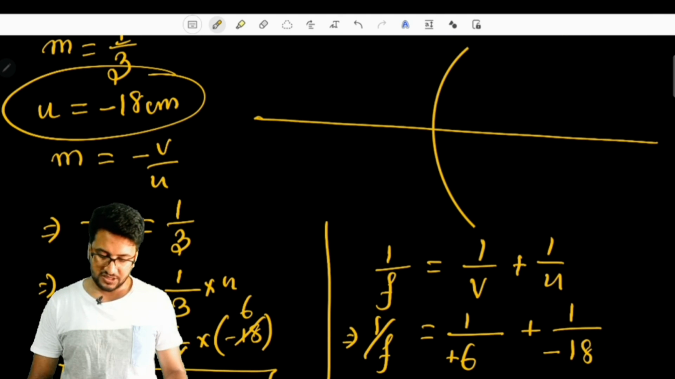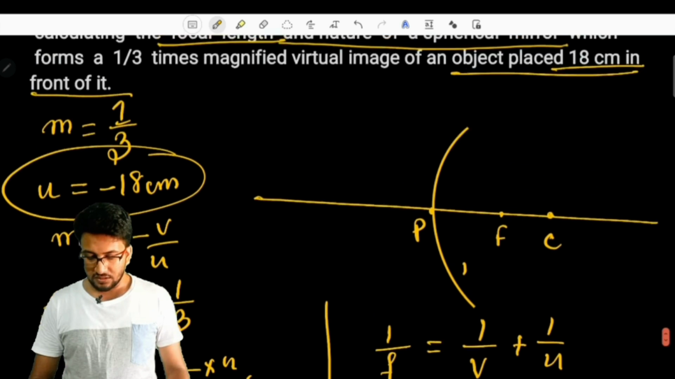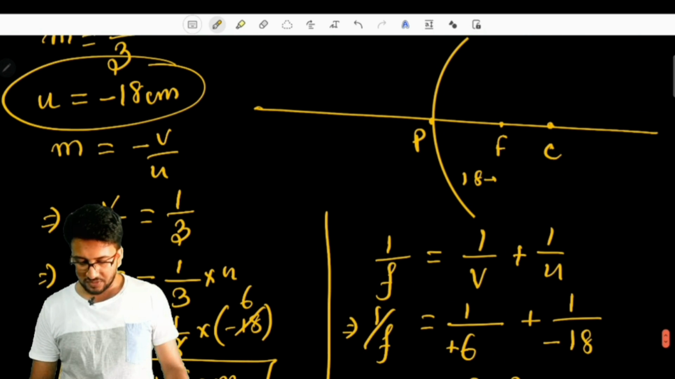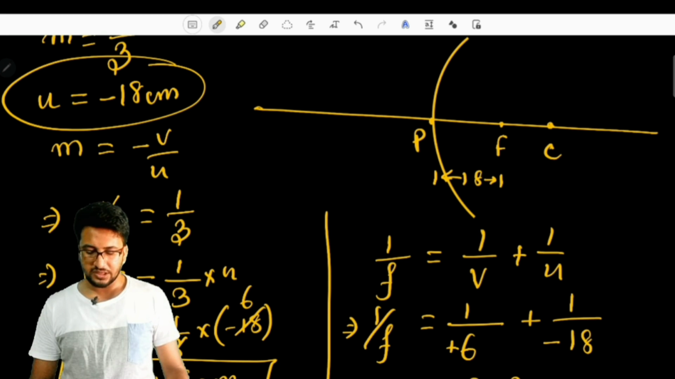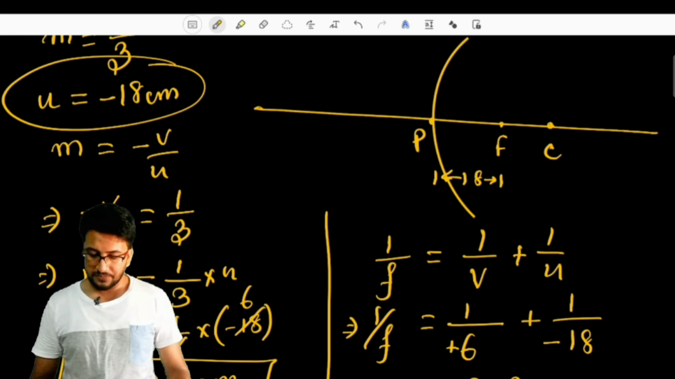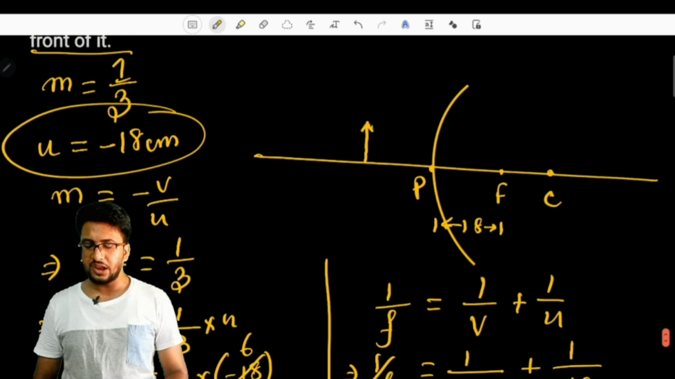This will be our principal axis, this will be our pole, this will be our center of curvature, and this is our focus. The focal length is given as how much? 18 centimeter we have got. So the focal length is obtained as 18 centimeter, and it is virtual. That's why the positive x-axis is considered here.